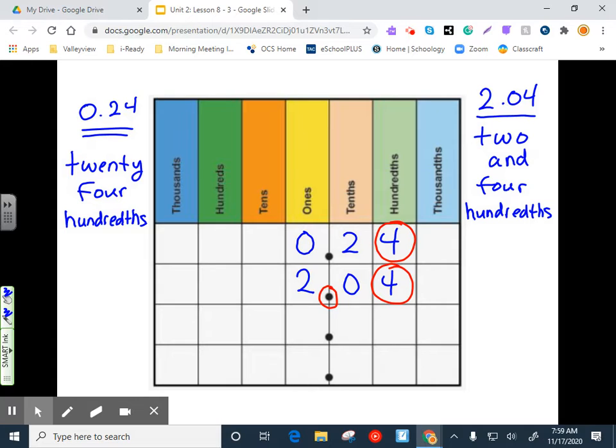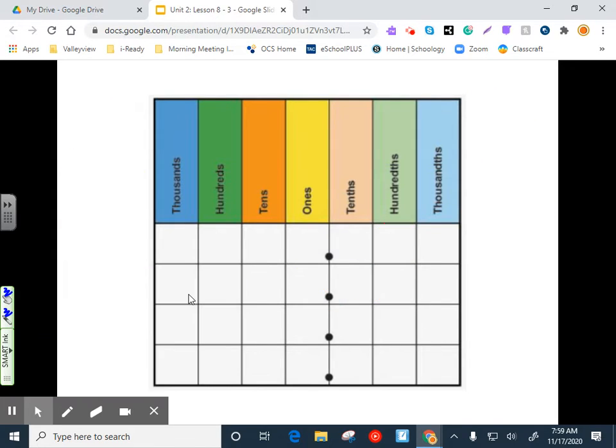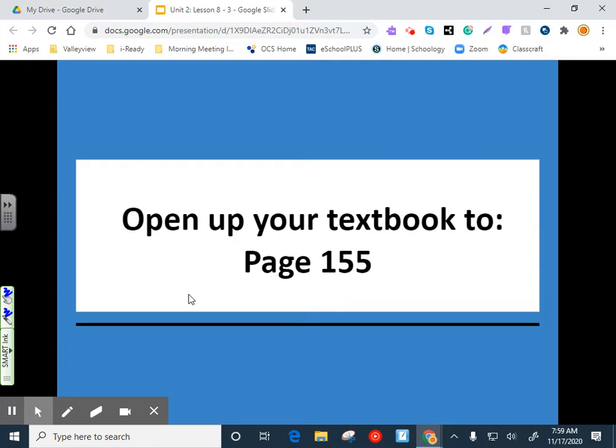A lot of you did excellent on the IXL from yesterday, so again, that was good practice on that. So let's move on to the book. So please open your book to page 155.